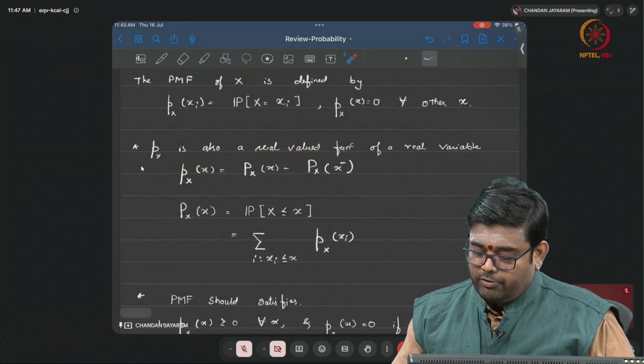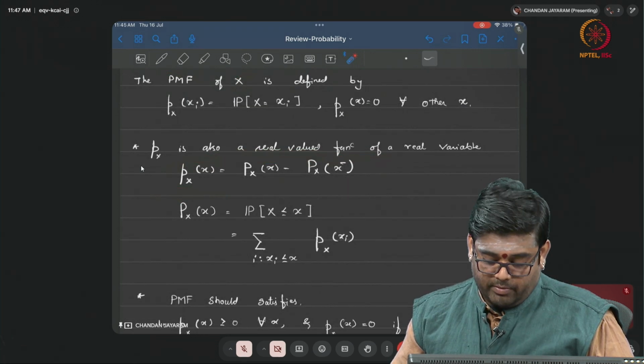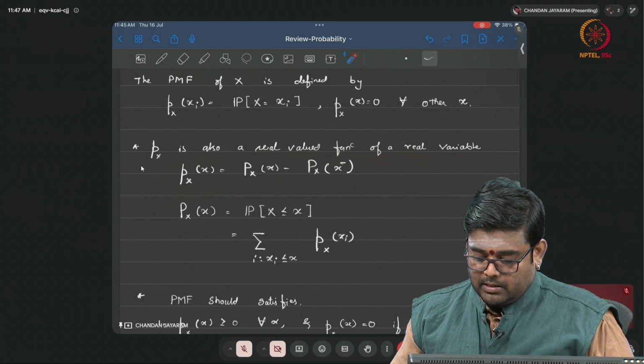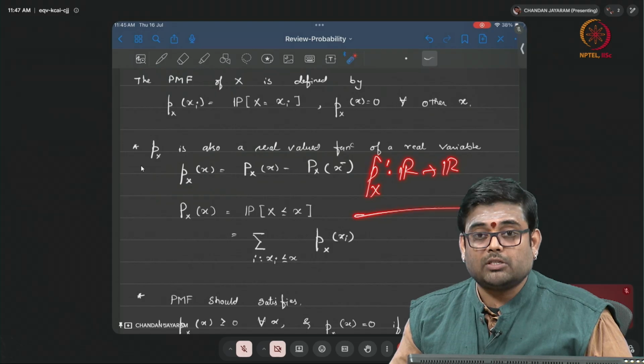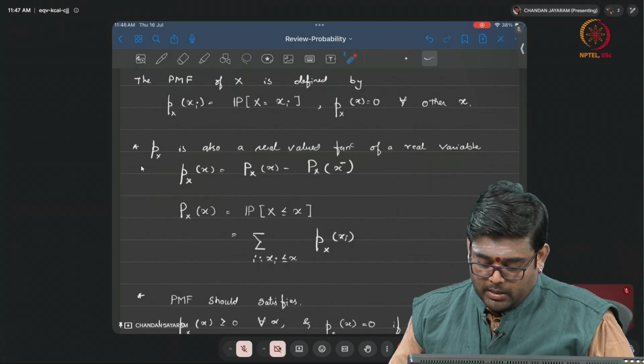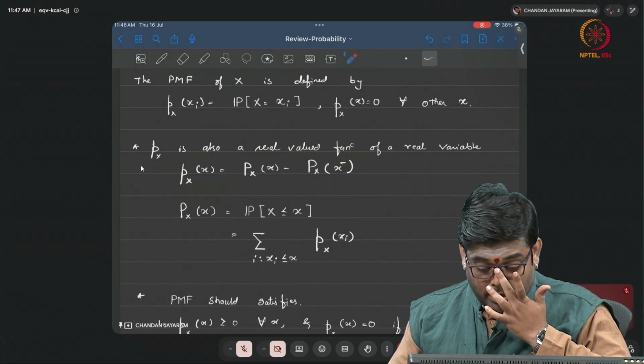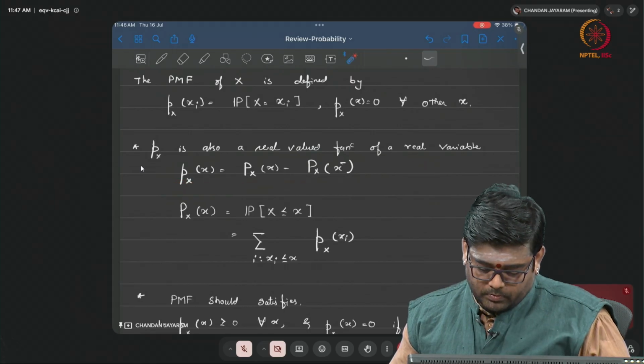Now Px is a real valued function of the real variable, which makes sense. What is being said is that this is an R to R function. Okay, and this is a straightforward thing that you can immediately obtain, fine.